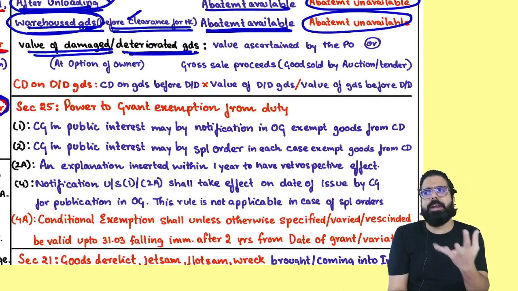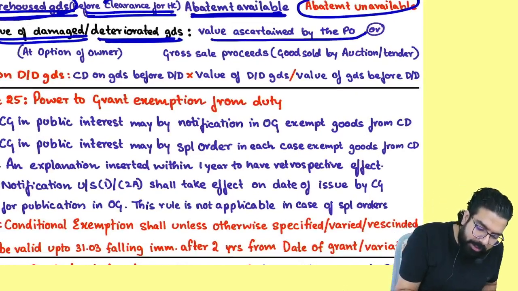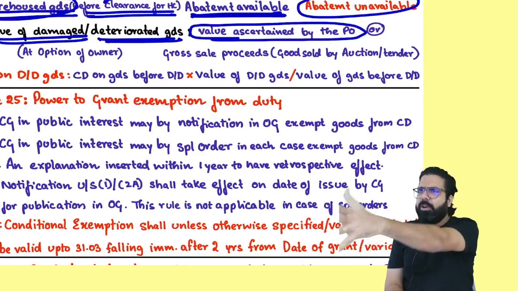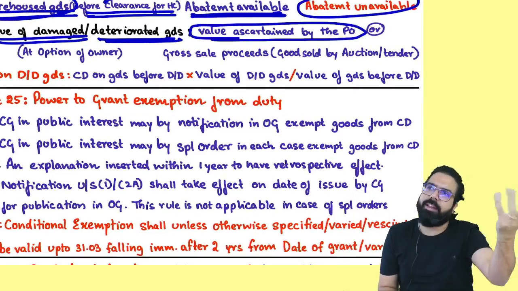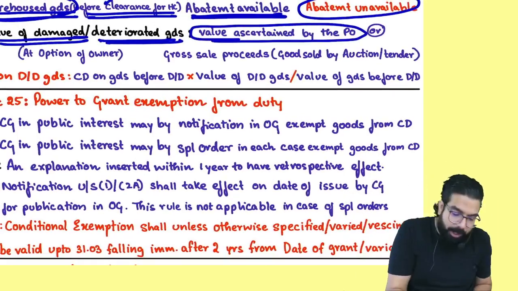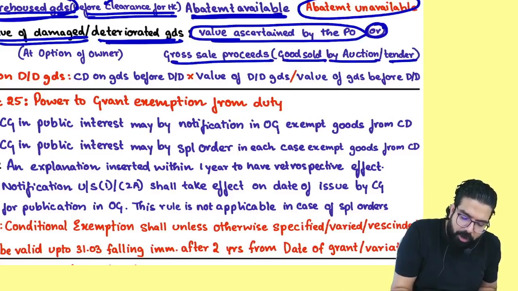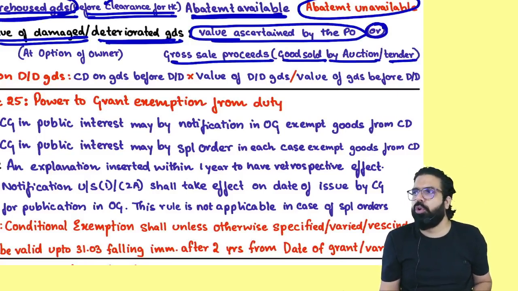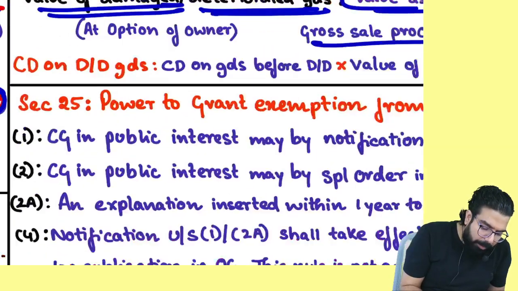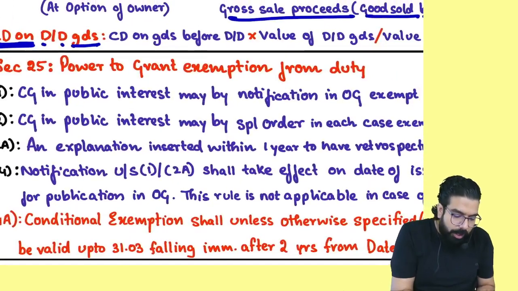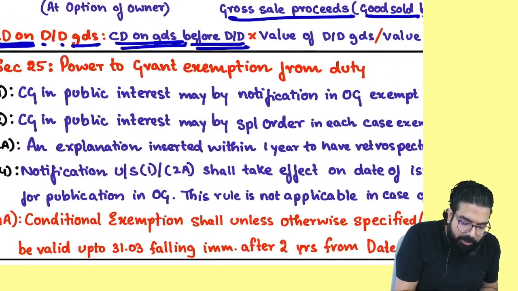Value of the damaged or deteriorated goods. Sir, what will be the value of my damaged goods? Value as ascertained by the proper officer. Sir, you are telling the value of my goods is 10 lakh, I don't agree with you. No problem. He'll tell you we'll sell it in the market and take out the value. Or gross sale proceeds. Goods will be auctioned or sold through tender. Sir, what will be the custom duty on damaged or deteriorated goods?